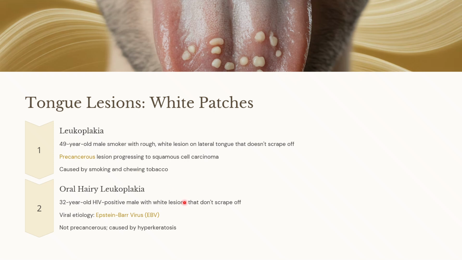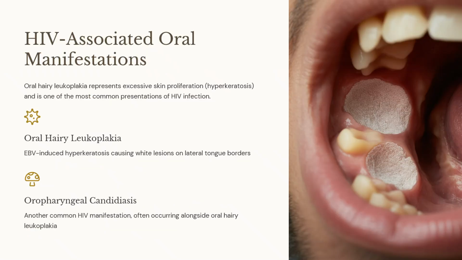Oral hairy leukoplakia is caused by Epstein-Barr virus, and it is also a similar white lesion that doesn't scrape off. But what is the difference? This is caused by the virus, and this is not precancerous, unlike the leukoplakia. So even though the name looks sinister, oral hairy leukoplakia is not precancerous and it is caused by Epstein-Barr virus. But the general leukoplakia is precancerous and it is caused by smoking as well as chewing tobacco.